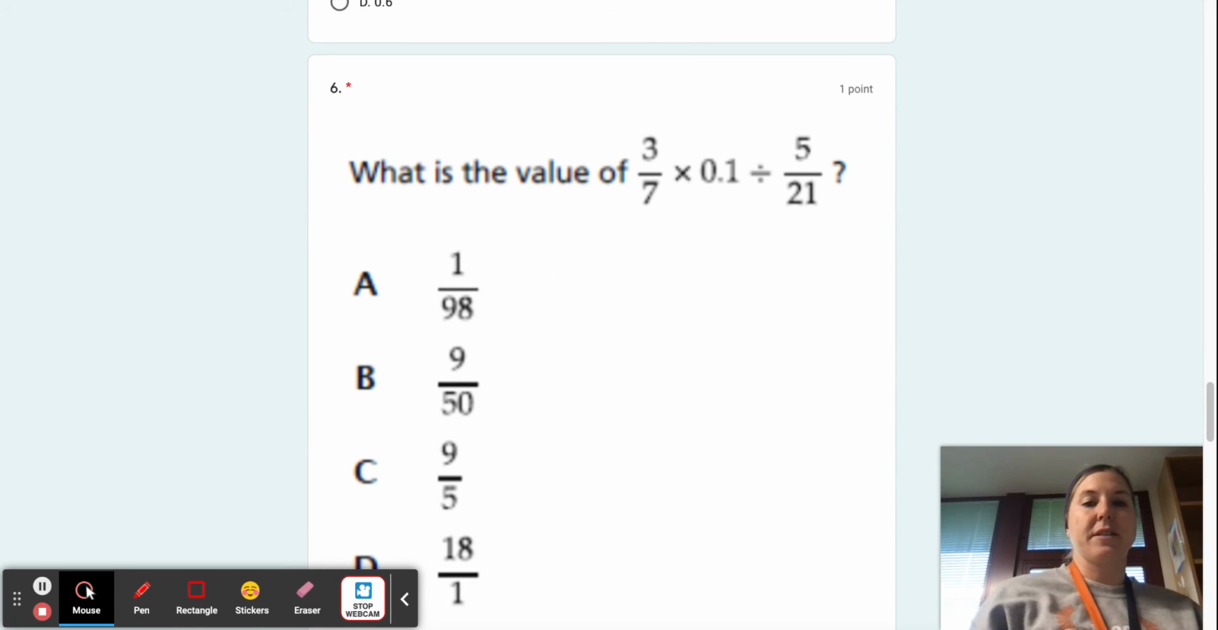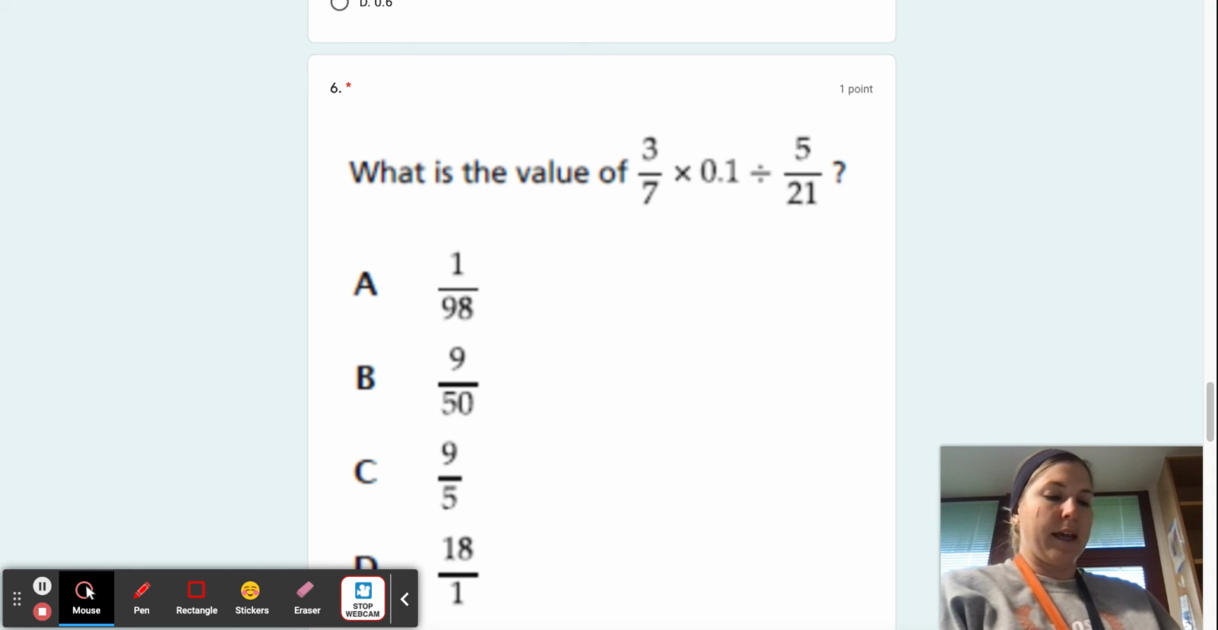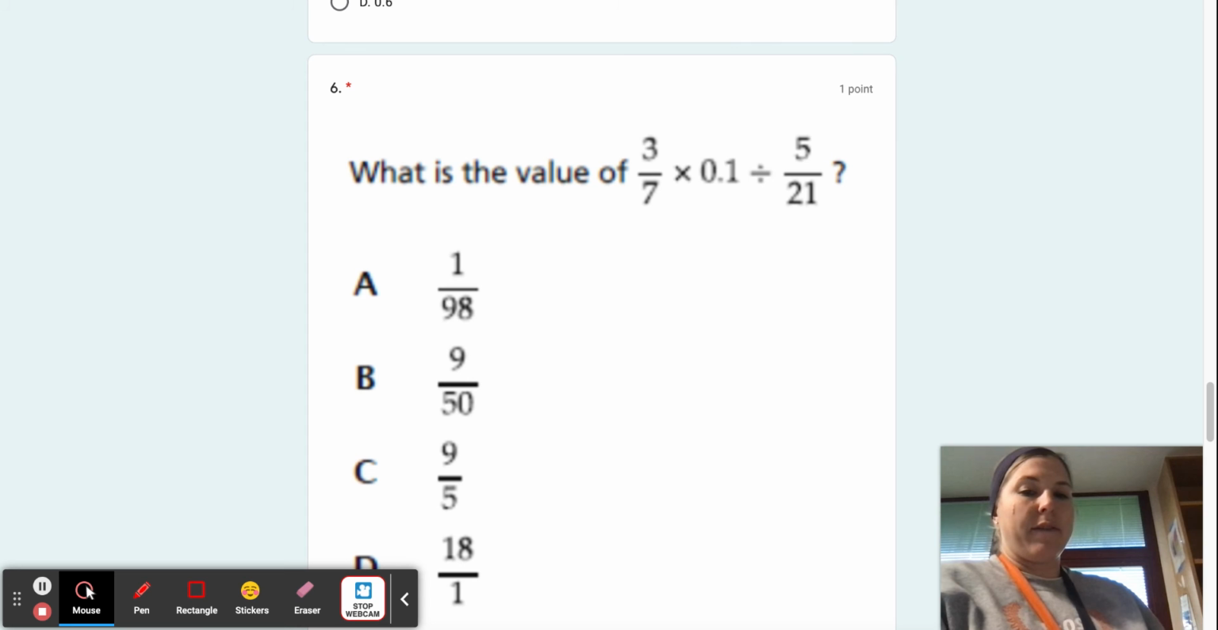For question number 6, again, I would just plop this right into my calculator. 3 ABC 7 times 0.1 divided by 5 ABC 21. And I got a decimal, so I know that if I got a decimal, I'm going to have to hit second PRB to figure out what that is.